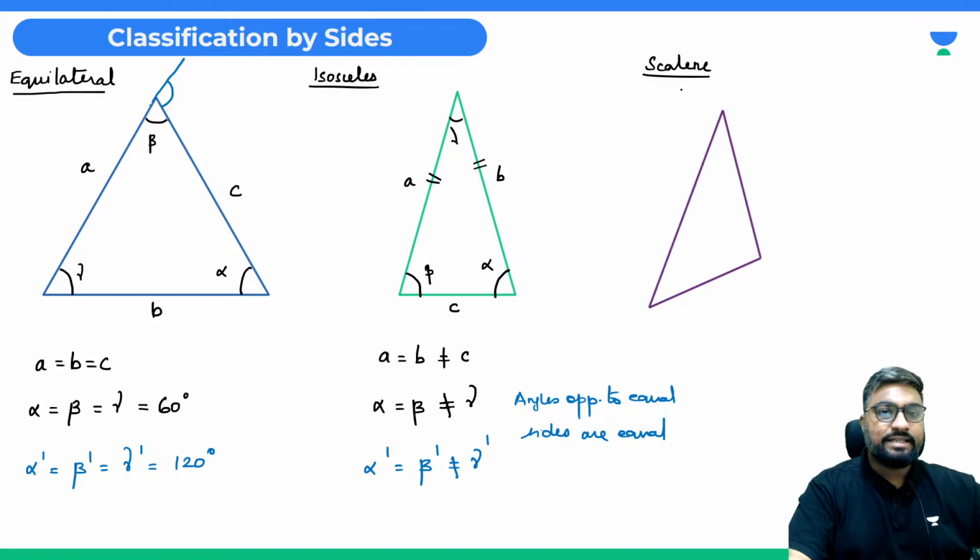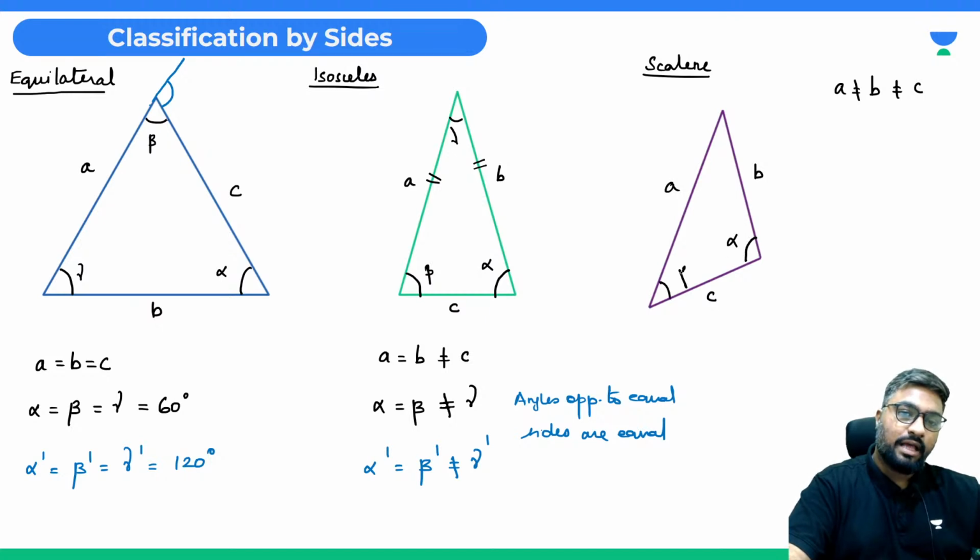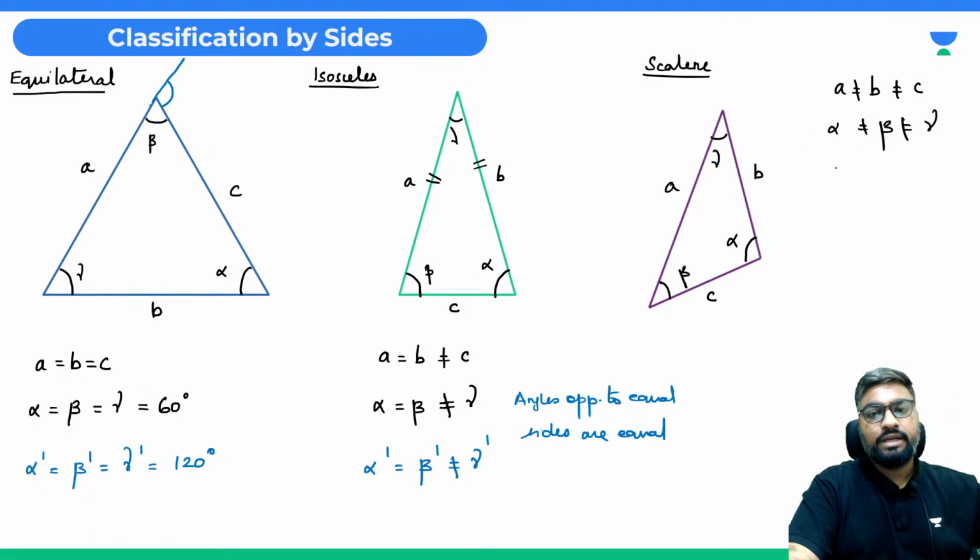Yes, a scalene triangle is a triangle where all the three sides are distinct. A is not equal to B is not equal to C. Same way, उनके जो opposite angles है वो भी distinct होंगे. Alpha, beta, gamma, these will also be distinct. So automatically उनके जो exterior angles होंगे वो भी distinct. Clear?